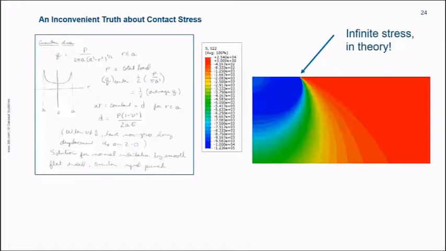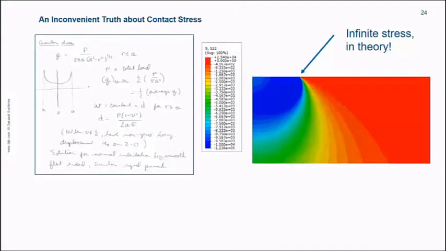I took these handwritten notes from my elasticity course when I took that as a graduate student. And you can see that as the radius that you're evaluating this pressure at approaches A, you get infinite contact pressure there on the top surface. And if you try to simulate this with Abaqus, this is what you're going to produce.